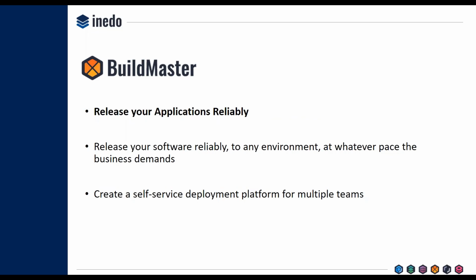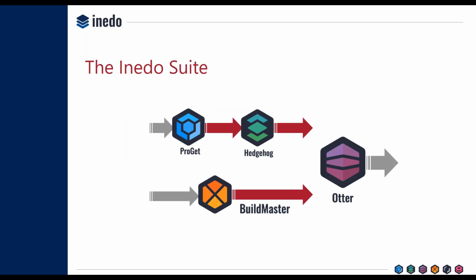And we also have Buildmaster. Buildmaster is our application release automation platform, and this is very similar to Hedgehog because the two products are very related, but Buildmaster is a lot more focused on applications as a whole, whereas Hedgehog is a lot more focused on packages. But all of our products come together sort of like this.